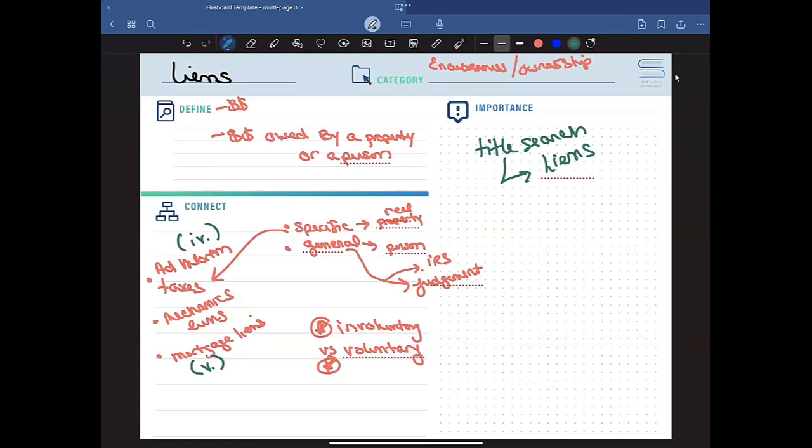Idea when you talk to a seller in a listing appointment, like, hey, are there any liens that we should know about, that need to be cleared before we try to sell your house? And we totally want to connect this.